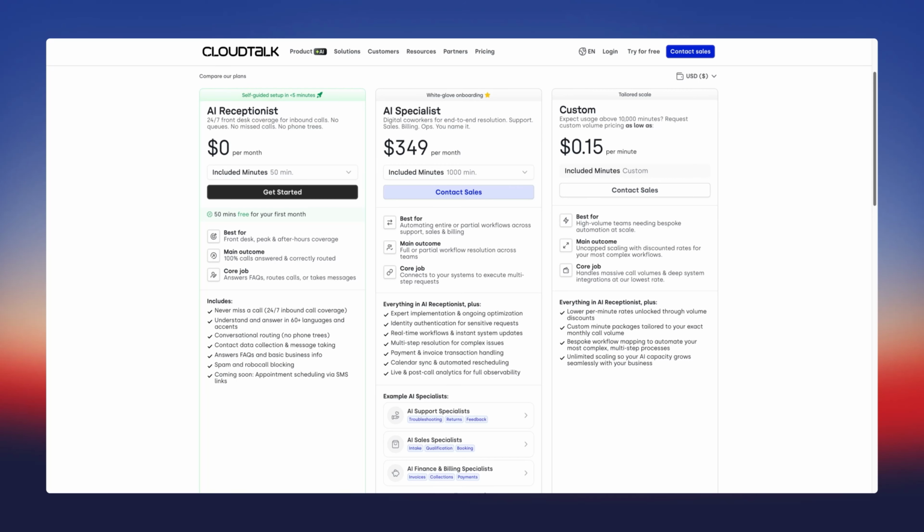And if you are a high volume team and you're gonna be doing over 10,000 plus minutes, you can get custom pricing that starts around 15 cents per minute. And that means one predictable bill for your phone system and AI. No separate AI provider cost on top, as well as no maintenance costs to try to stitch those together as well.